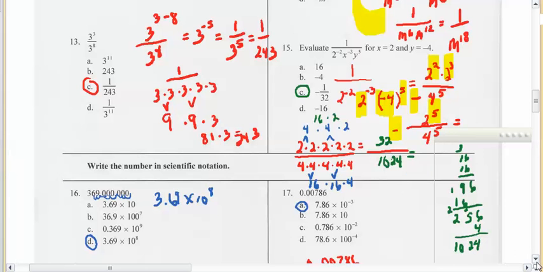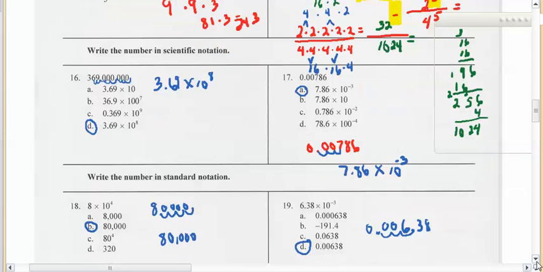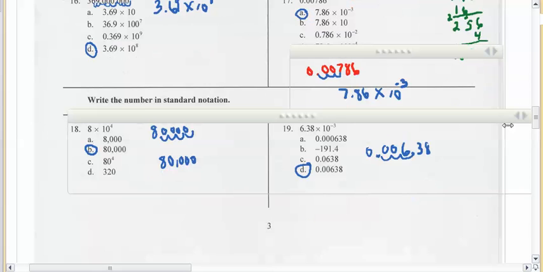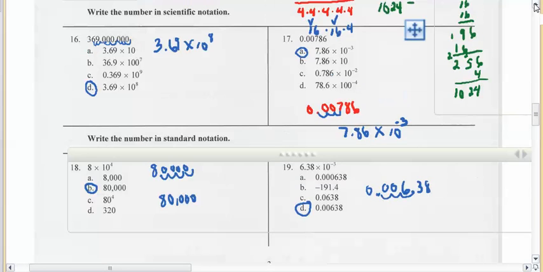Alright, here come those boxes again. Number 16, I moved my decimal. I was doing so well with this. Okay, I moved my decimal to make it into scientific notation. I moved it 1, 2, 3, 4, 5, 6, 7, 8. That's where the 8 is.